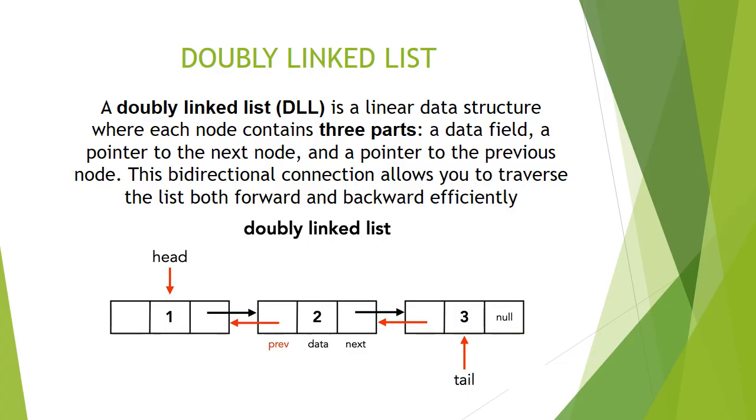Coming to the doubly linked list, the second concept. As the name itself suggests, it is going to have two address fields. That is, it is going to contain three parts. The first part is the data field, and on either side you will have the address field. That is, one will point to the previous node and the other will point to the next node. So you will have two pointers to connect the data. That's why it is called doubly linked list. It's a bidirectional connection over here.